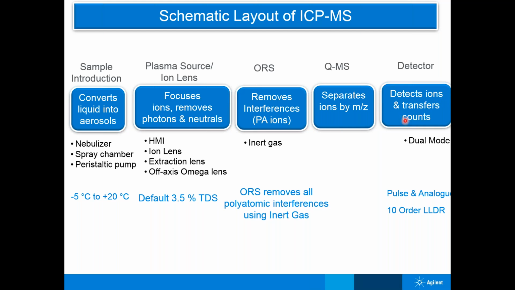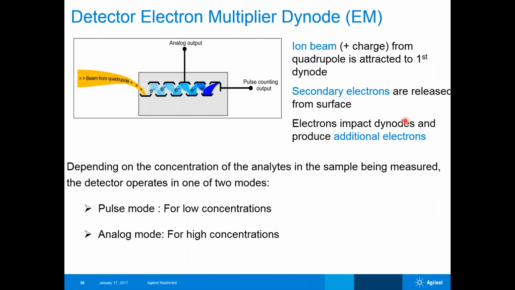Basically, when we talk about the detector, most of the time what is available in the market is the electron multiplier diode. If you can see here, this is the electron multiplier diode detector, which works in two different modes simultaneously. One is the pulse mode, another is the analog mode. If you want to quantify at a low concentration, then the detector measures in the pulse mode, and if your concentration is high, then it measures in the analog mode. As an analyst or chemist, we are not supposed to select the mode; the software automatically selects the pulse and analog mode.